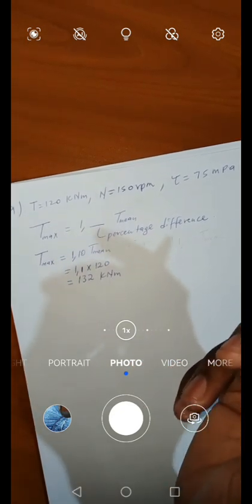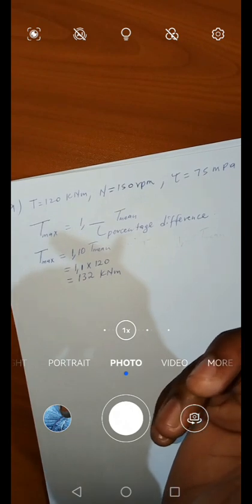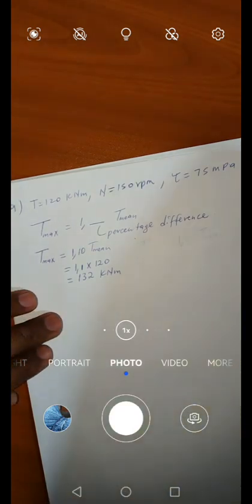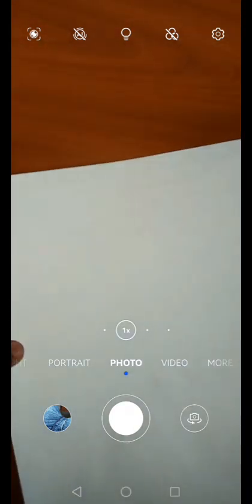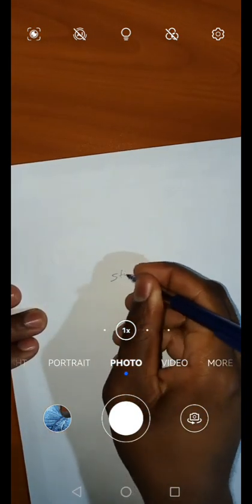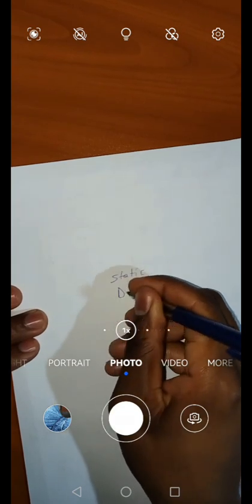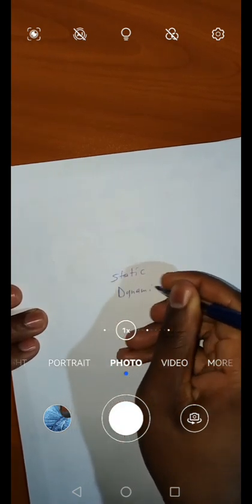So where is this thing coming from now? Okay, let me start with the friction. In friction we have static friction, and then we have dynamic friction.